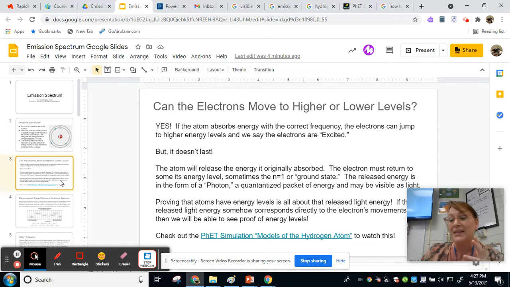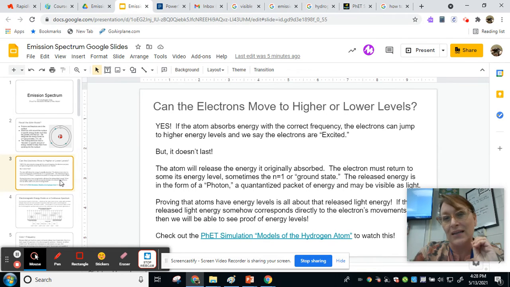A little bit of a problem is it doesn't last. You can jump electrons out to higher energy levels, but they won't stay there. They will drop back down to their lower energy level, called the ground state, the lowest energy level possible for the electron. And when they do that, they will, this is important, release the energy that they absorbed. They absorb energy from some outside source, the electron jumps to a higher energy level, and then it releases that energy and jumps back down to the lower energy level.